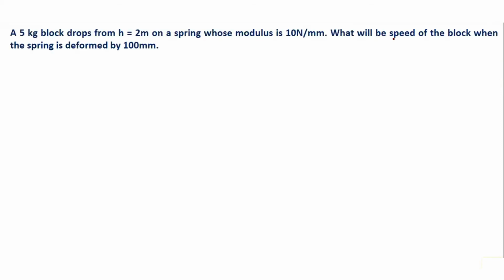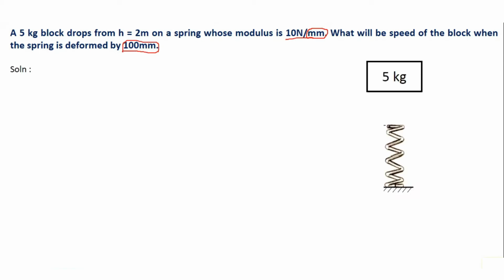A 5 kg block drops from a height of 2 meters on a spring whose modulus is 10 Newton per mm. Please note down this unit. It is 10 Newton per mm. What will be the speed of the block when the spring is deformed by 100 mm? Okay, so let us start. This is the diagram given. You can see there is a block of 5 kg which will be dropping on this spring, causing it to deform by 100 mm. So let us start with the solution.